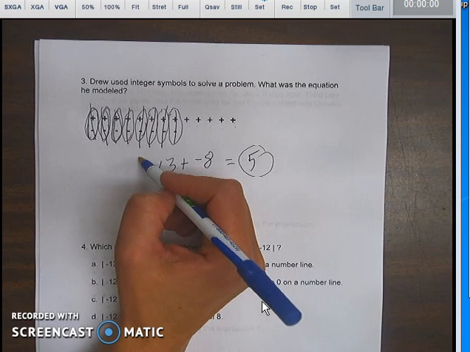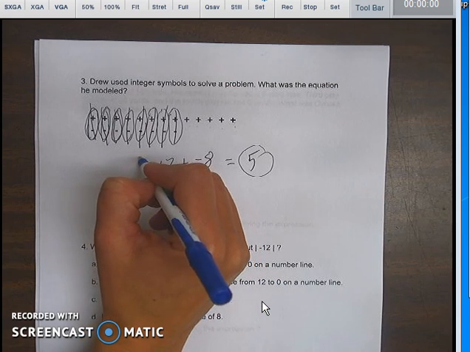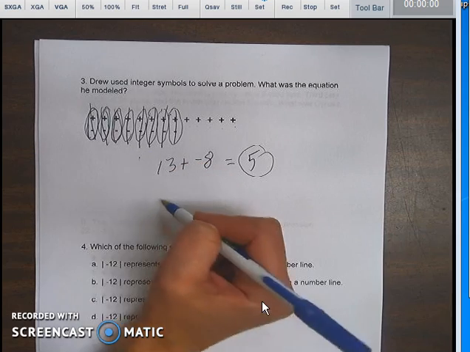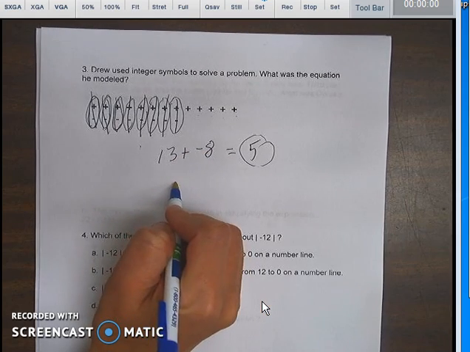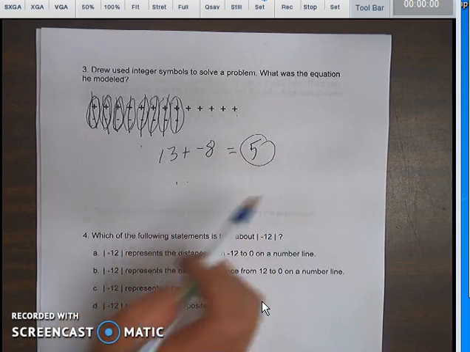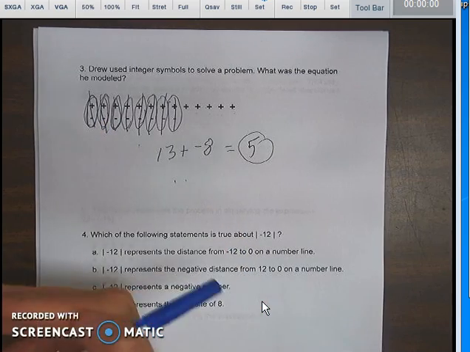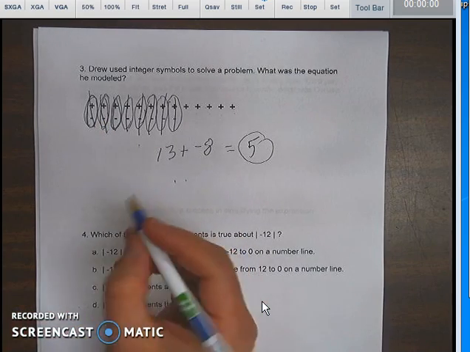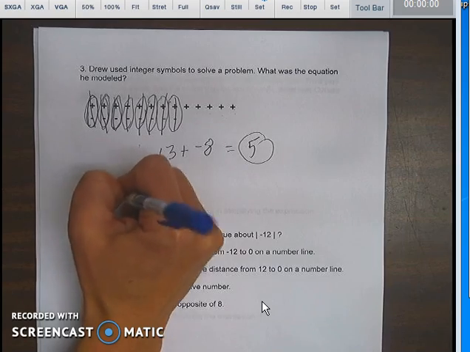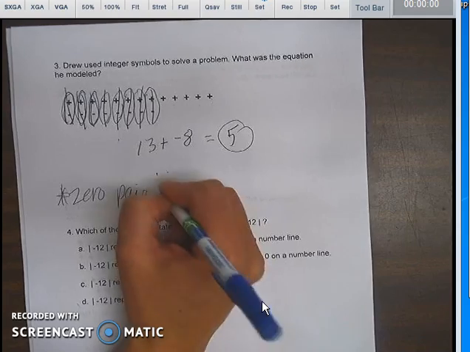So if you have a model and you want to use the model, absolutely use it. If that confuses you and you would rather just work the equation, write the equation, work the equation. Either way, it doesn't matter as long as you remember that a positive and a negative come together, cancel each other out, and that's called a zero pair. That is something that you need to know, okay?